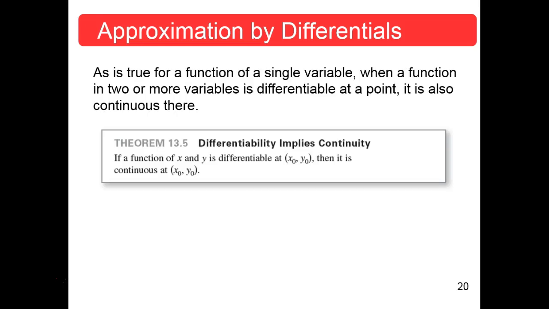As is true for a function of a single variable, when a function of two or more variables is differentiable at a point, it's also continuous there. Okay, if it's differentiable there, it's got to be continuous there. Just because it's continuous there doesn't mean it's differentiable there, but if it is differentiable, it's got to be continuous. So differentiability implies continuity. If a function of x and y, or x, y, and z, or as many as you want, is differentiable at x0, y0, then it has to be continuous there.